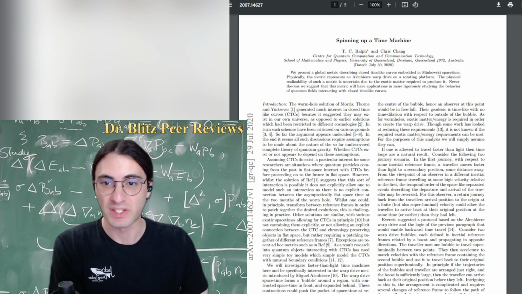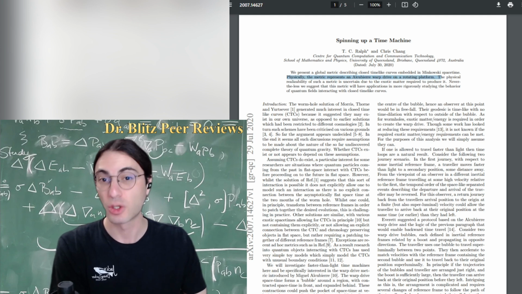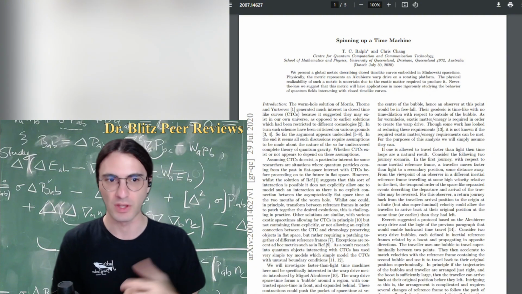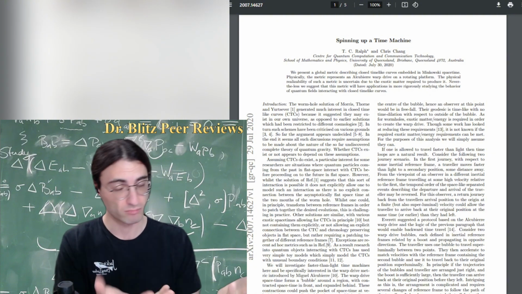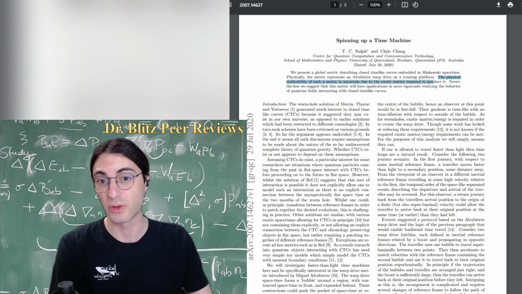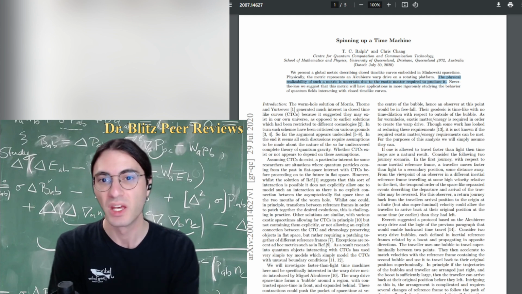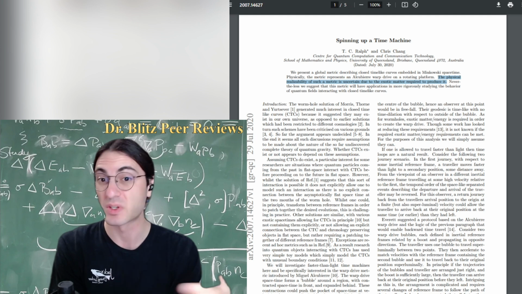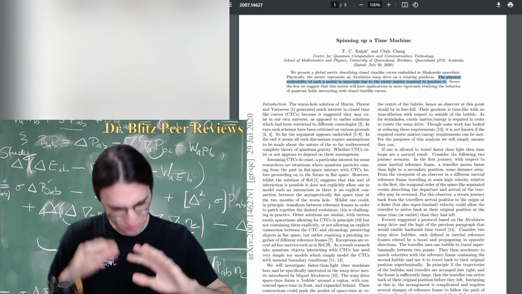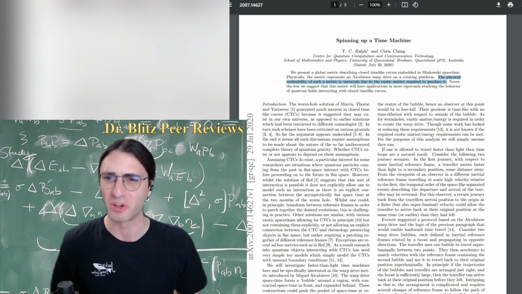Now they say, physically, the metric represents an Alcubierre warp drive on a rotating platform. So they're going to take a normal warp drive that you may have heard of, the Alcubierre drive, and they're going to rotate it. Okay, fine. The physical realizability of such a metric is uncertain due to the exotic matter required to produce it. So this is true. The Alcubierre drive is famously unrealizable. You can't make one because it requires matter with negative mass. But let's set that trouble aside and just see what we can do.